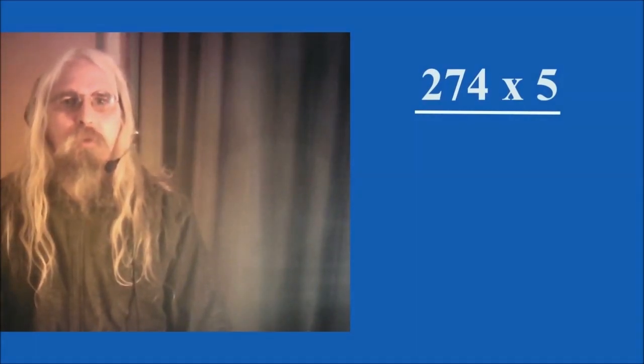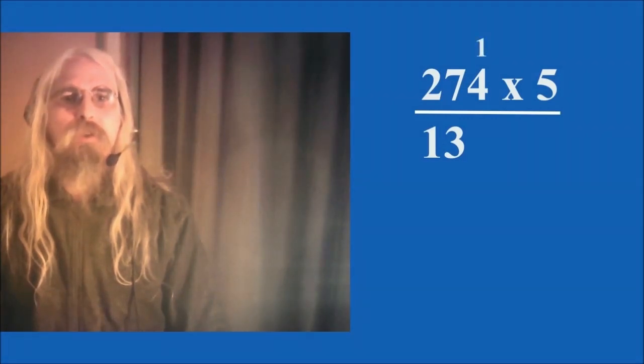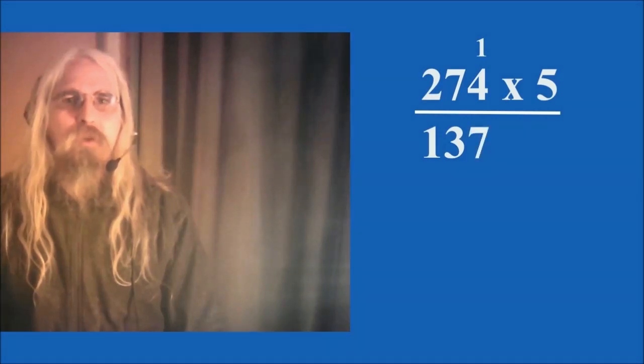274 multiplied by 5. So 2 divided by 2 is 1, 7 divided by 2 is 3, but here we have one remainder, don't forget it. So our next digit won't be 4 divided by 2, but it will be 14 divided by 2, which is 7. And of course we end our result with a 0. So our final result will be 1370.